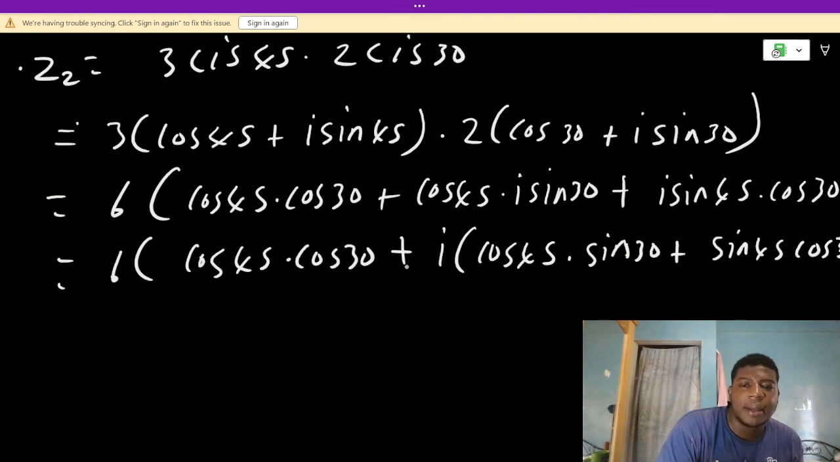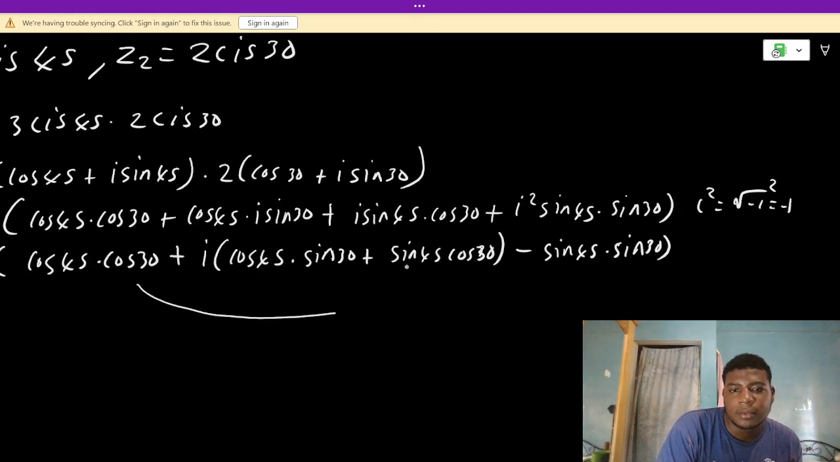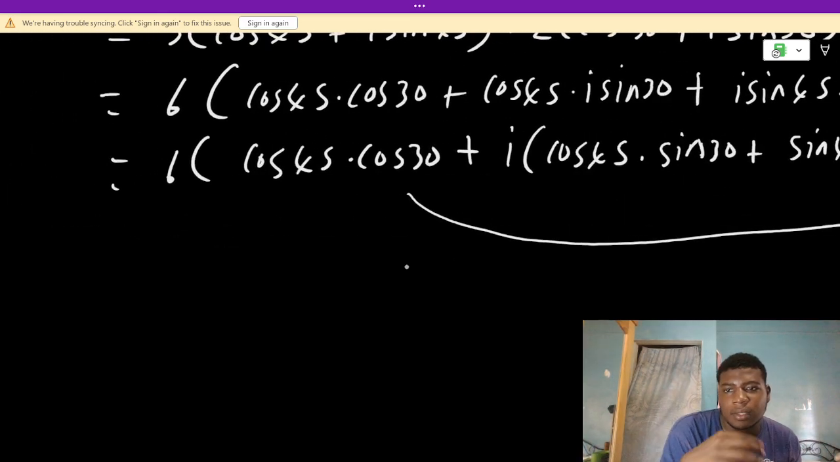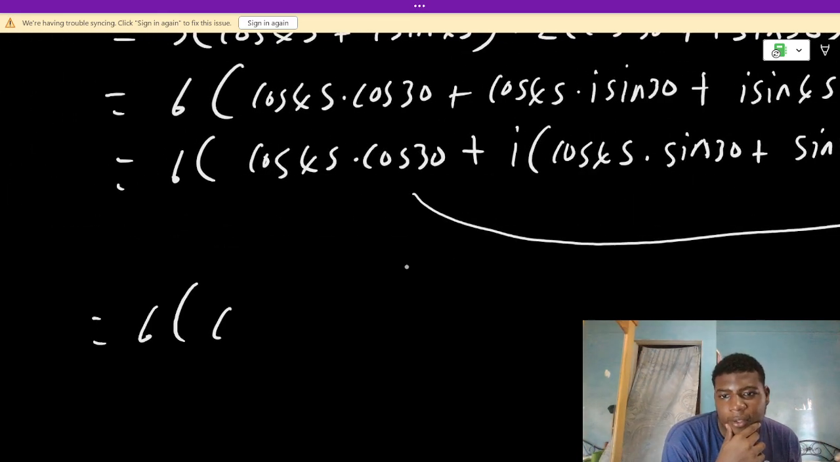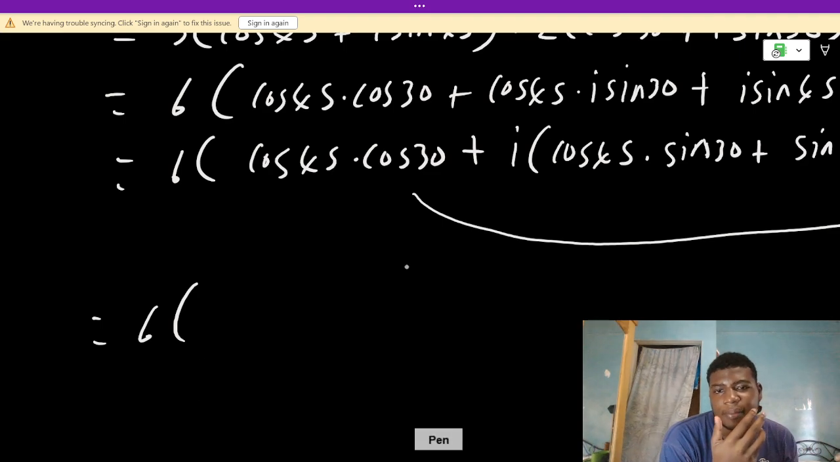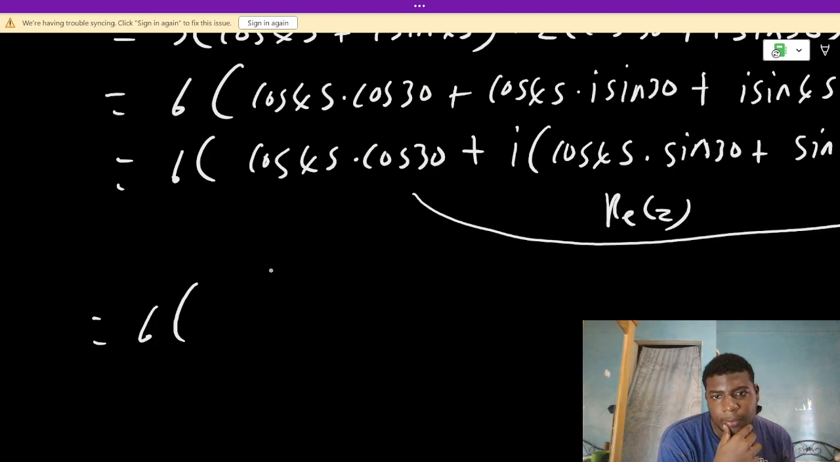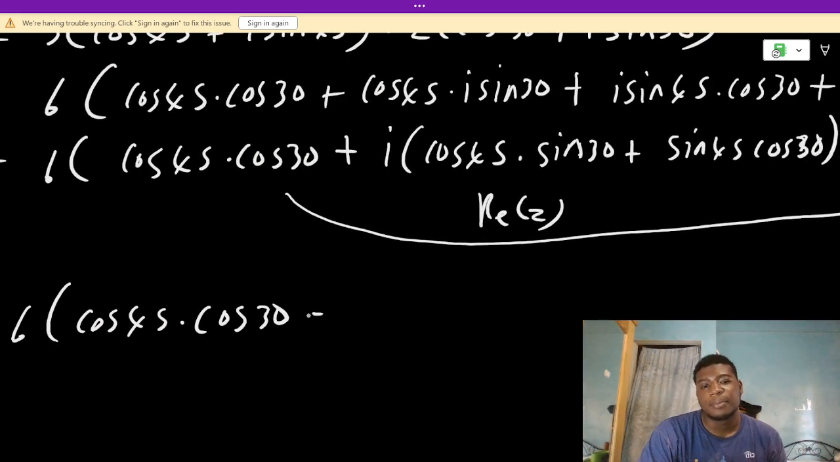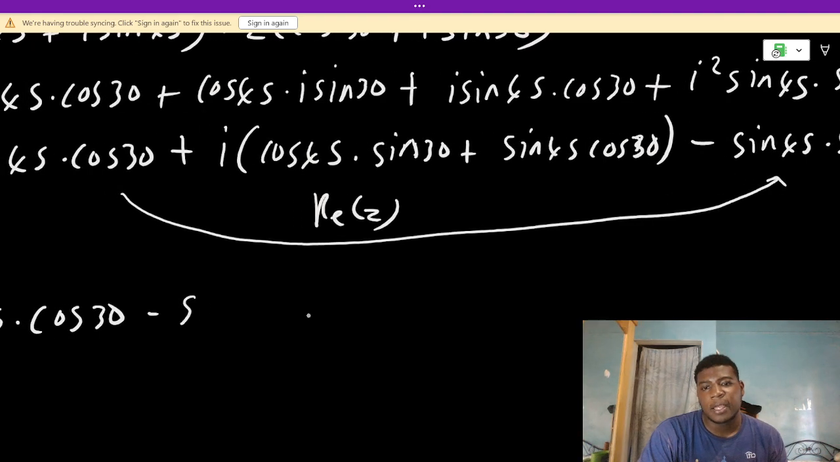Now, if we pair these two here, let's pair them. We pair the real terms, right? Pair the real terms. Here, the real part of Z. So now you have cos 45 dot cos 30. Here's where the polar form becomes powerful. Sine 45.